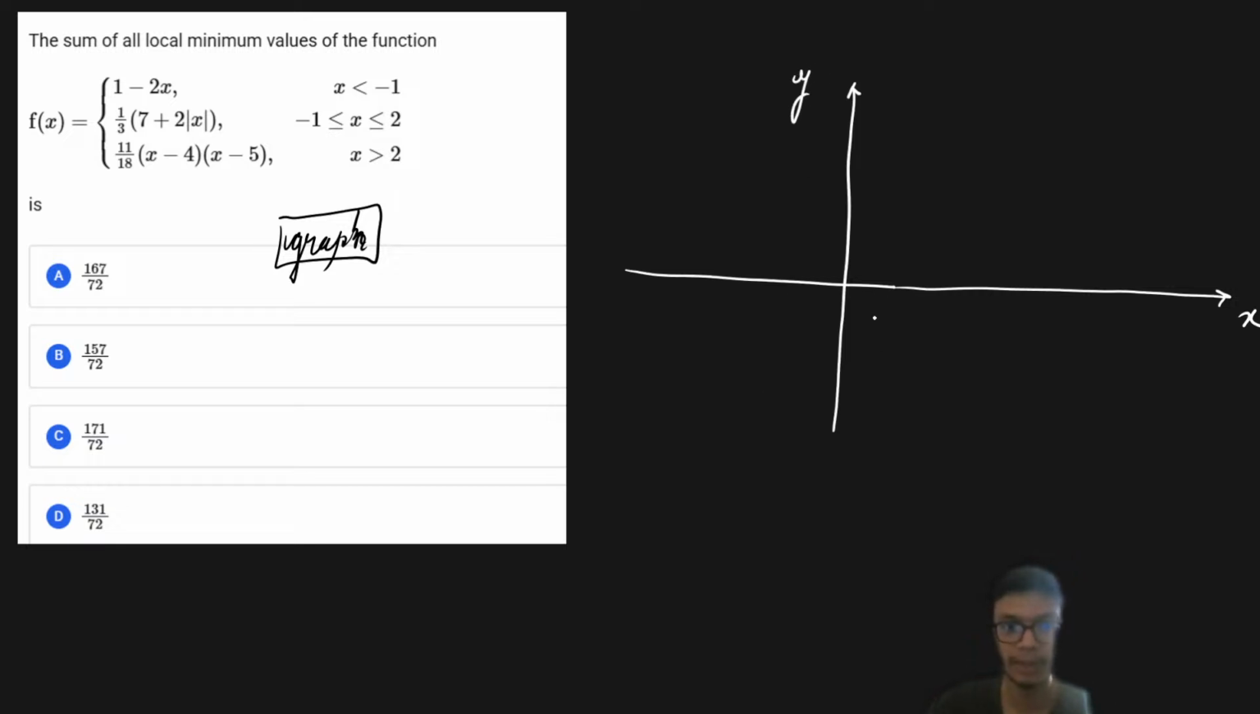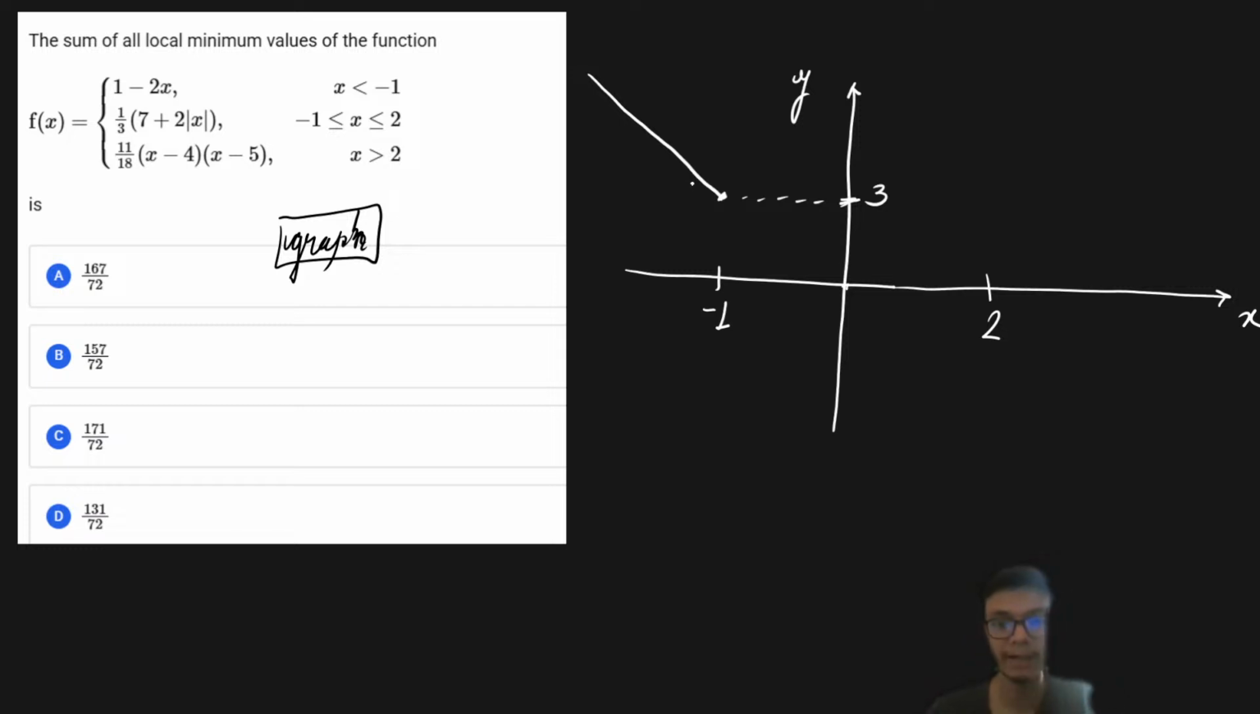Okay, so there are multiple intervals. When x is less than -1, it is 1 minus 2x. And there are two more intervals, -1 to 2 and then 2 to infinity. If we look at the interval x less than -1, the graph is a straight line, 1 minus 2x. If you put minus infinity, it goes to positive infinity, and at -1 this value is equal to 3. So let us call this value 3. This graph is like this, with a negative slope.